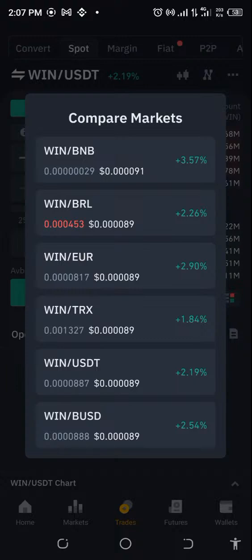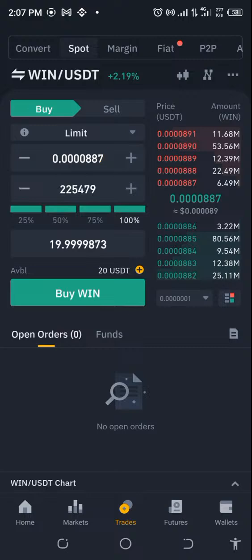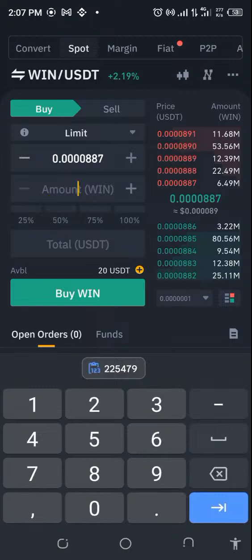So we have WIN USDT as 0.00000089 and WIN BNB as 0.000091. So let's go ahead and try this out with the basic simulation using WIN USDT. Let's work with the 20 USD that we have here. So we're going to pick up about 100% and then cut that out and see what we're going to get. This is just basic, right?